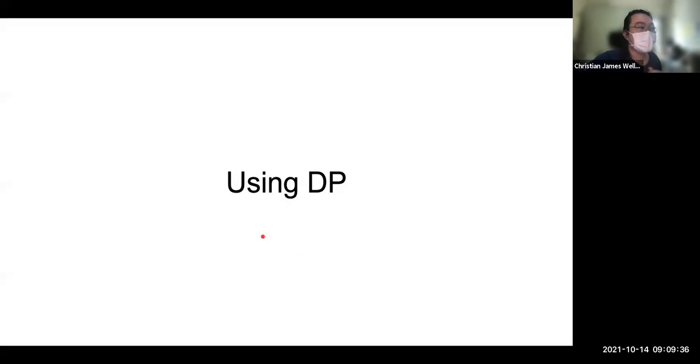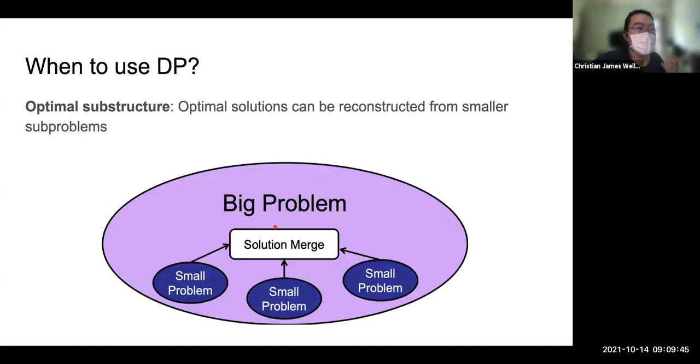Okay, now let's begin the class proper. That was just a quick talk about what DP is about. Okay, so using dynamic programming: when to use it is when the problem exhibits optimal substructure. It means that you try to break the bigger problem into something smaller, right? If you get the optimal solution to the smaller problem, you can reconstruct the answer to the bigger problem.